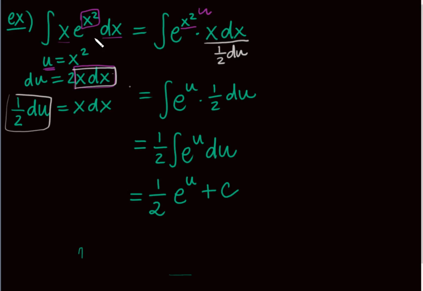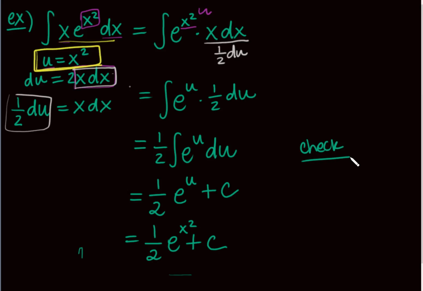And now the last thing is, what did this equation start off with? It started off with x's. So we need to come back and rewrite what u is in terms of x. It's x squared. I don't know why I have that color. So I have 1/2 e to the x squared plus c.